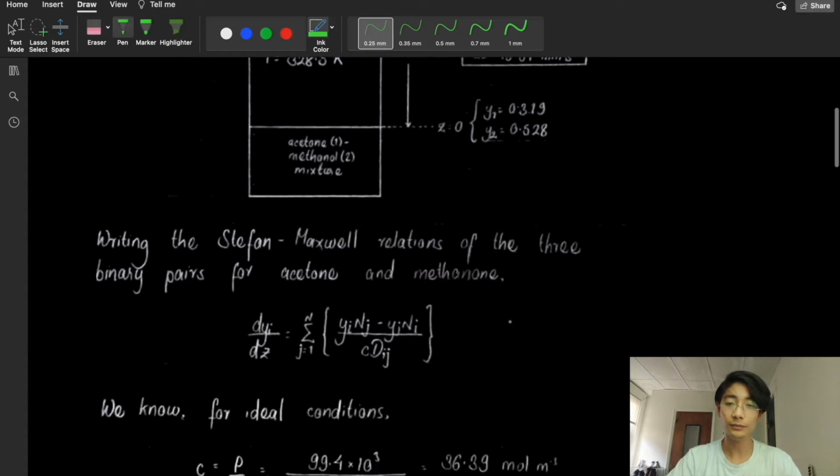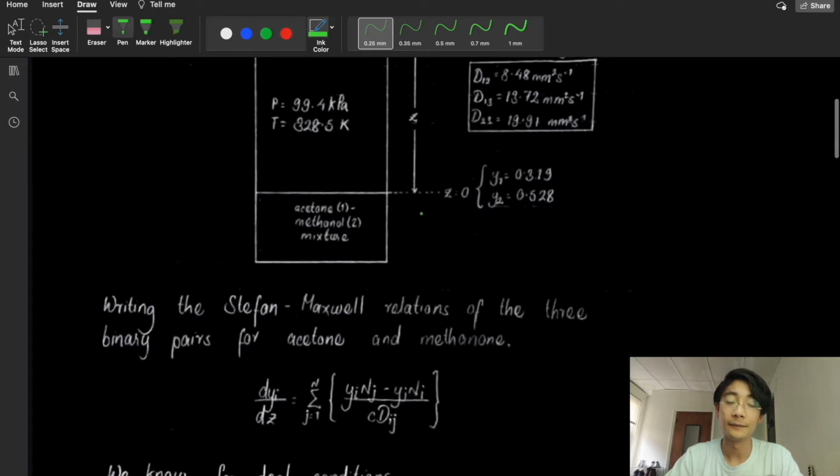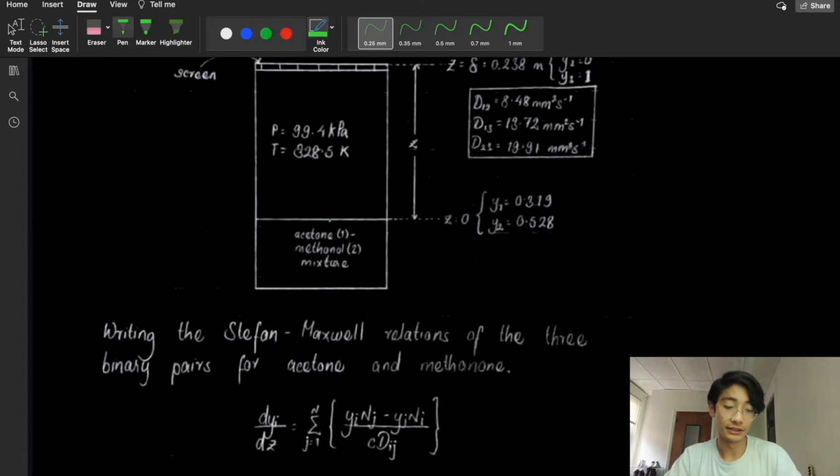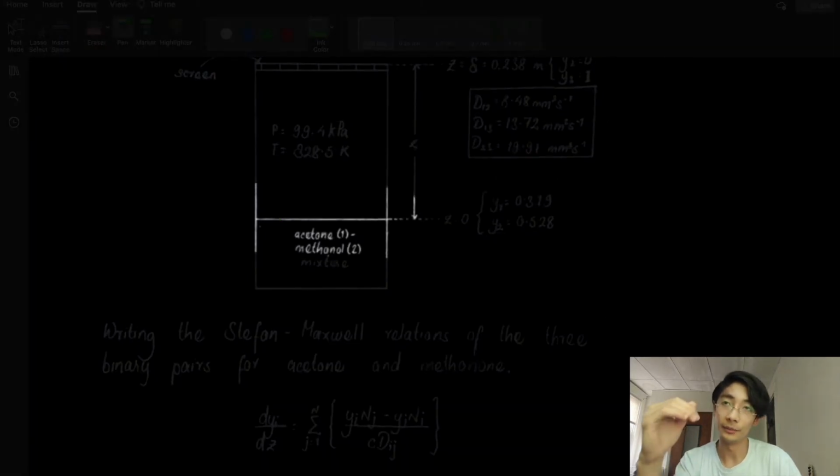So we can safely say that the y1 cannot be equal to 0 because it's a variable and it is not 0 at all points. So we come to the conclusion that N3 is equal to 0. Now N3 being the molar flux of air, the reason that's 0 is because air cannot mix with the acetone-methanol mixture. So no air molecule is going from the gas to liquid in the gas-liquid interface.